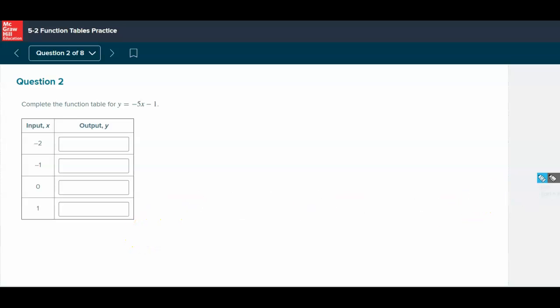Alrighty. This is question number 2. Very similar. You're just substituting for x and figuring out what y is equal to. We're using y equals negative 5x minus 1. I'm not going to do them all for you because that makes it too easy, but I'll give you the idea of what we're going to do here. I'm going to substitute these numbers for x. Negative 5 times negative 2 minus 1. Well, negative times a negative is a positive 10. 10 minus 1 is 9.